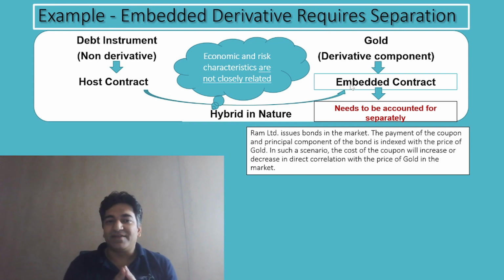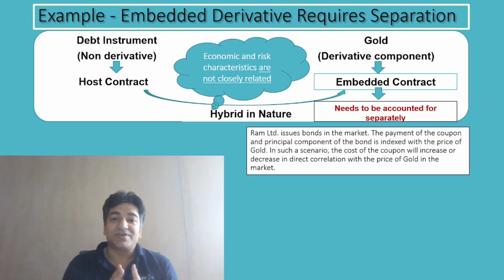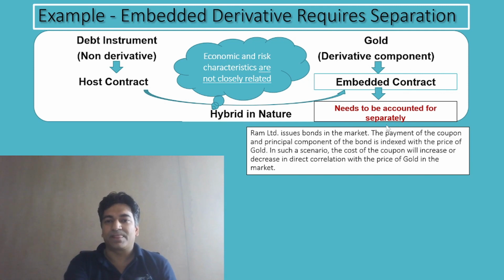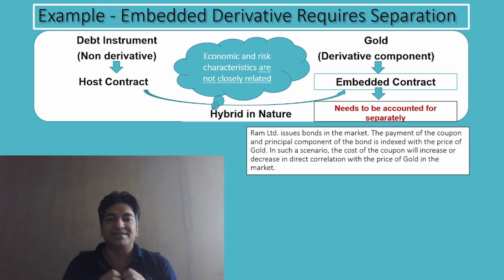Now we will see whether the economic criteria are closely related or not closely related. As you can see, debt instrument versus gold, there are no economic or risk criteria that are closely related. As such, the embedded contract, that is the derivative component, needs to be accounted for separately. There is no correlation between the economic and risk characteristics of a debt instrument and those of gold. So these are not closely related. As such, the embedded contract needs to be accounted for separately.